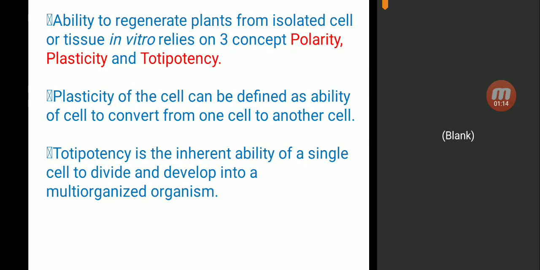Well, plant tissue culture technique is dependent primarily on three important concepts called polarity, plasticity, and totipotency. Plasticity is the ability of a cell to convert from one cell to another cell, whereas totipotency is the ability of a cell to develop into a whole organism.